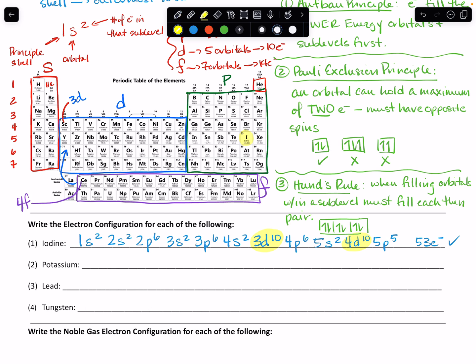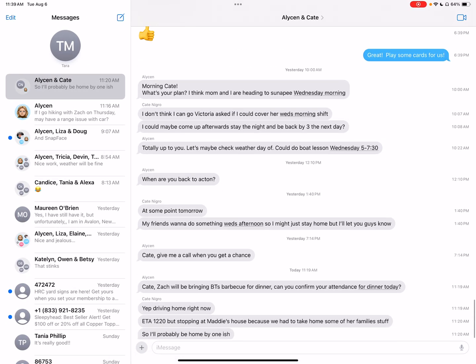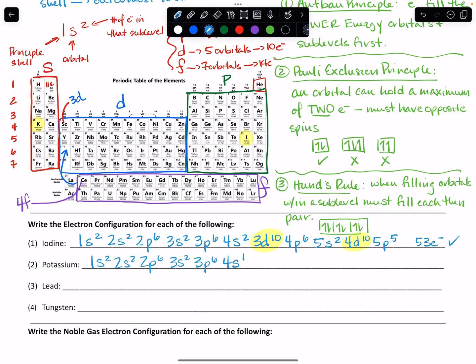All right, let's try this next one. Potassium. Potassium's right here. So we again start at the beginning. 1s2. Next row, 2s2. We move across that P block, so 2p6, 3s2. Move across that P again, 3p6. Now we're in row 4. Here's potassium. S, and then 1 electron. So we add all of those up, and we have 19 electrons, which is what we should see.